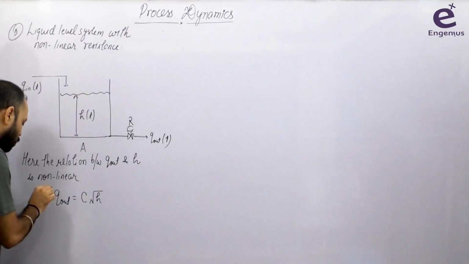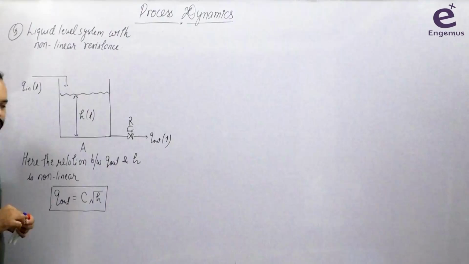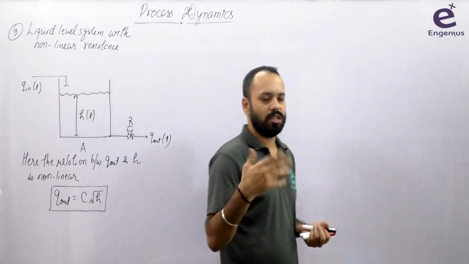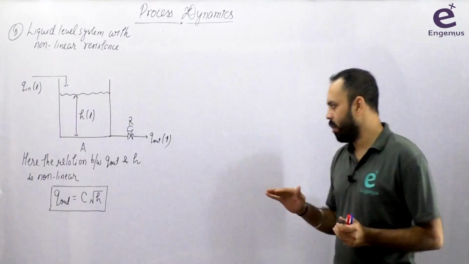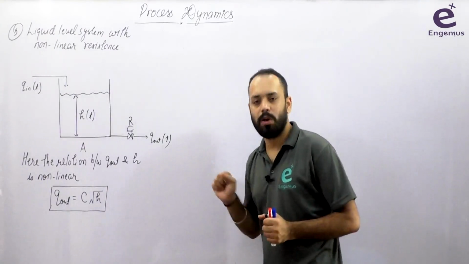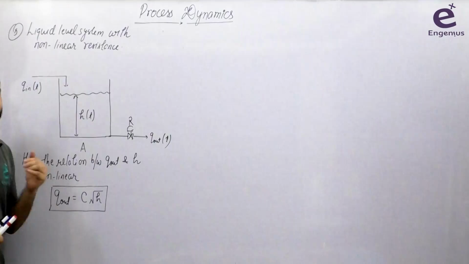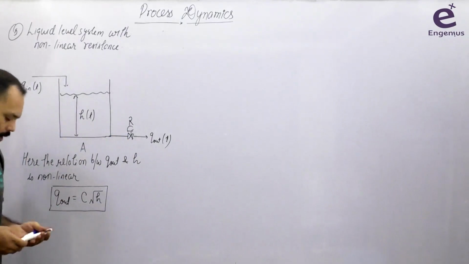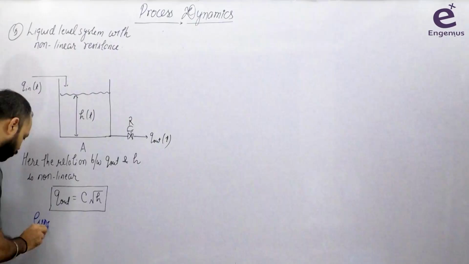Now wait, is it necessary that a non-linear relation will always be root H? No. It can be anything, can be 1 by 2, can be 1 by 4, can be H raised to the power minus 1, can be anything. I am just taking an example where the flow rate is related with the height of the liquid level in the form of a square root power. So I will be deriving the result with respect to this relation. But please note that non-linear relation between Q and H can have any kind of form. I'll also give you the result for the general form.